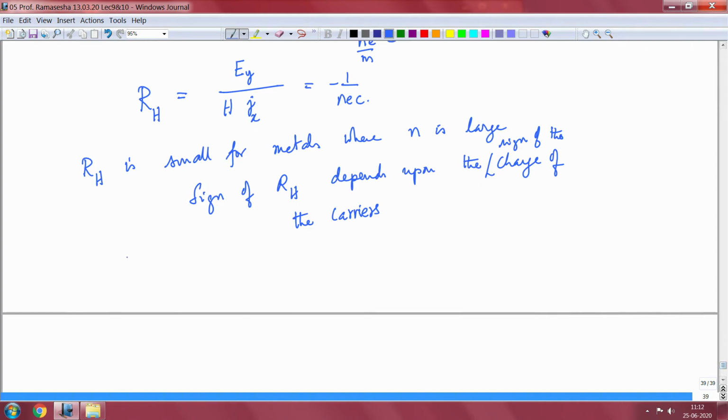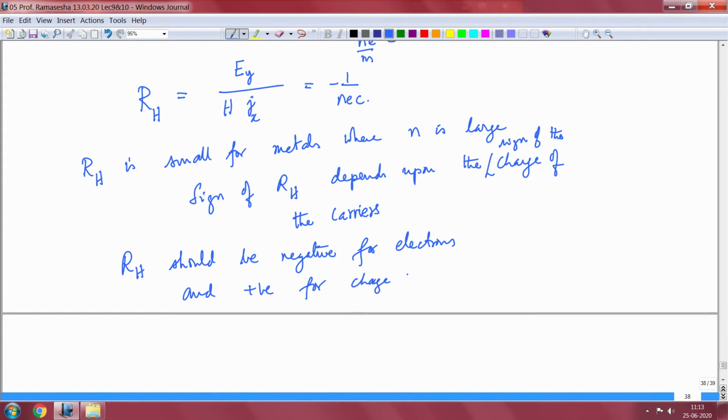So, we see that RH should be negative for electrons and positive for charge carriers whose charge is positive. We will come across those in a while. Okay. So, by measuring the Hall coefficient, you will be able to actually get the sign of the charge carriers as well as the number of charge carriers.